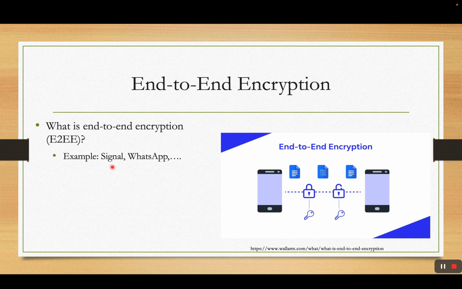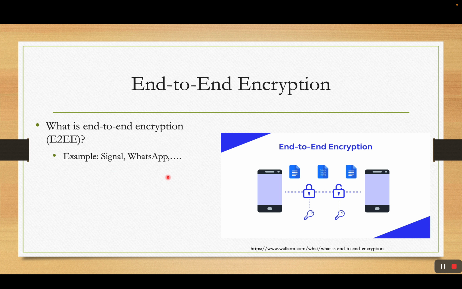The key is then sent along with the message to the recipient device, where it is used to decrypt the message. Now, since the encryption key is only known to the sender and the recipient, no one else can access or read the messages, not even the Signal service provider.